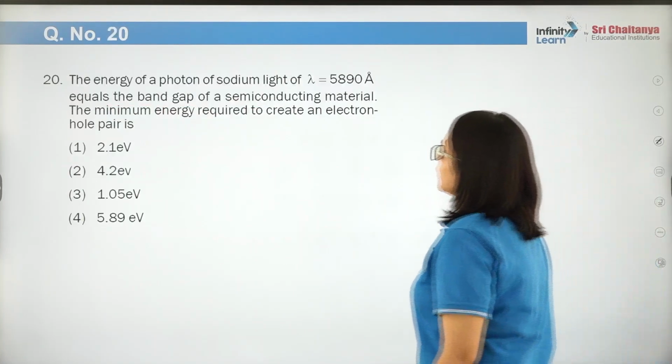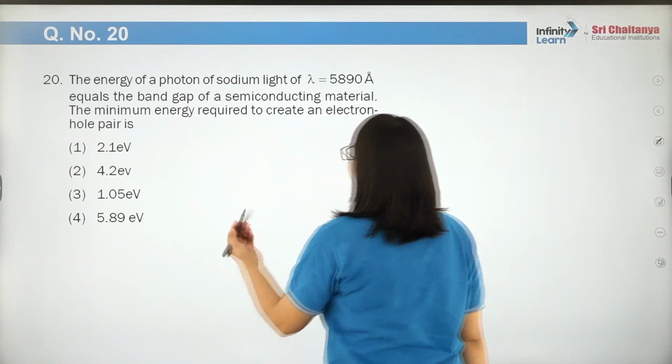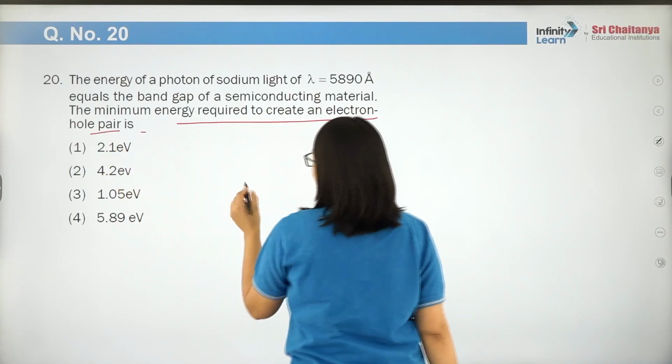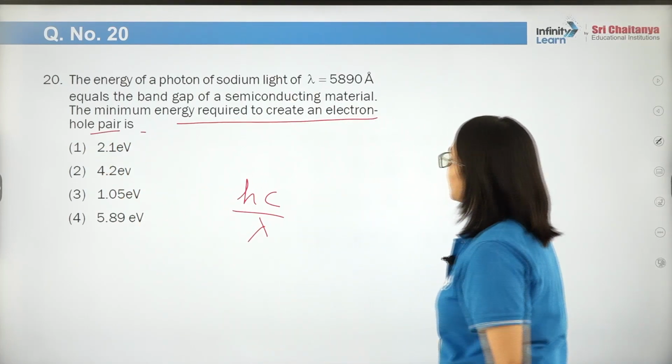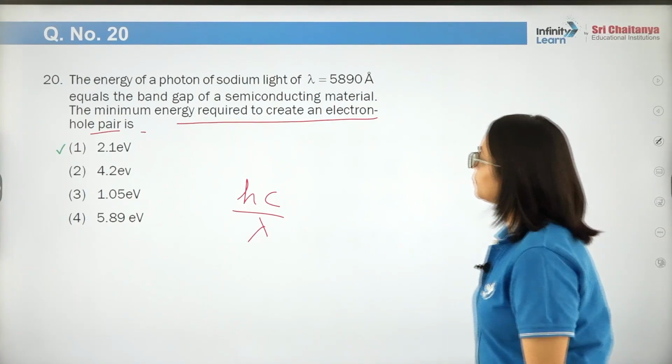Question number 20, the energy of a photon of sodium light is this one, and we need to find the minimum energy required to create an electron hole pair. So minimum energy required is hc by lambda. So in this case, after putting all these values, you will get answer as 2.1 electron volt.